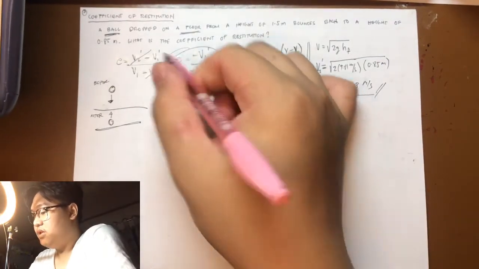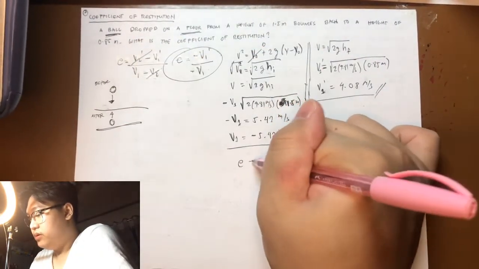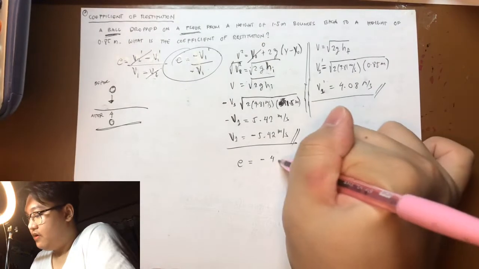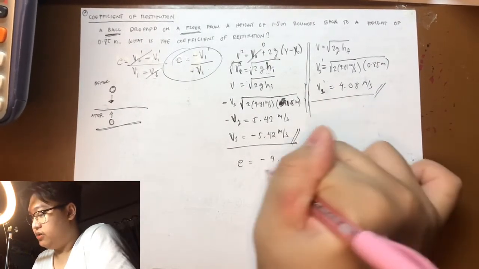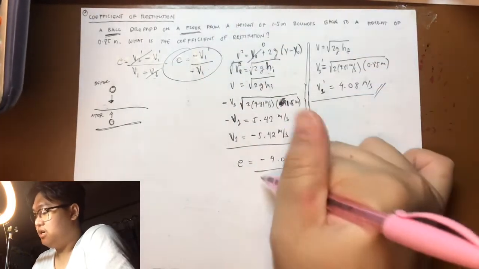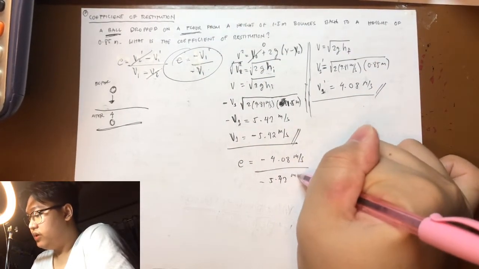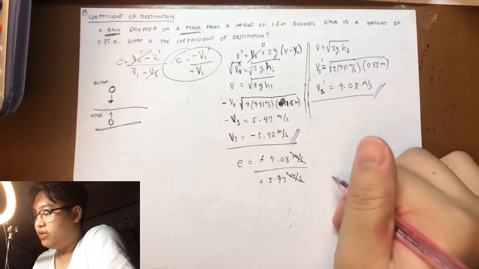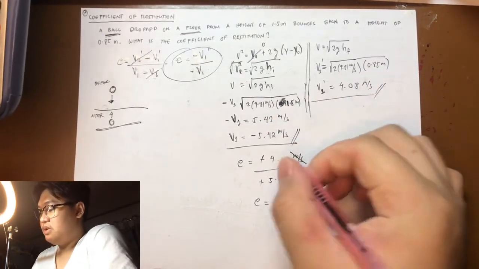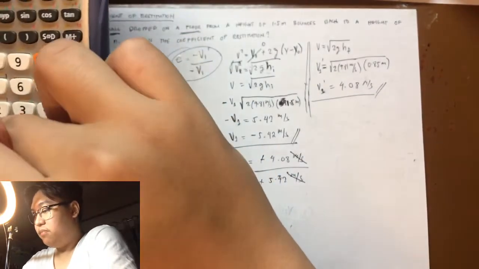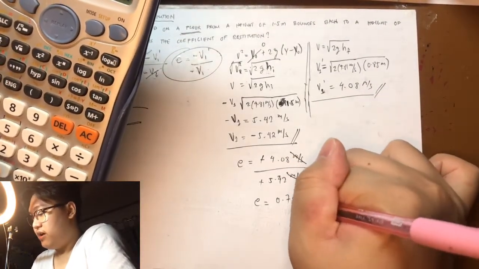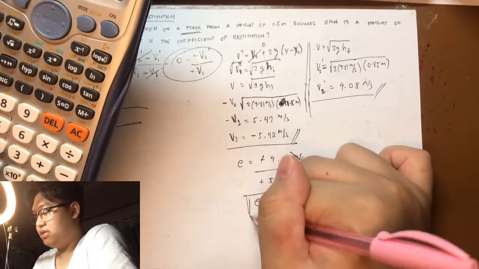Negative to dahil nga pababa. So, E is equal to, final velocity natin is negative 4.08 meters per second, and yung initial velocity natin is negative 5.42 meters per second. Cancel na natin yung meters per second, and yung negative, magiging positive na yan kapag dinivide mo. Ang coefficient of restitution natin is 4.08 divided by 5.42, equal siya kay 0.75. Wala siyang unit guys, yung coefficient of restitution.